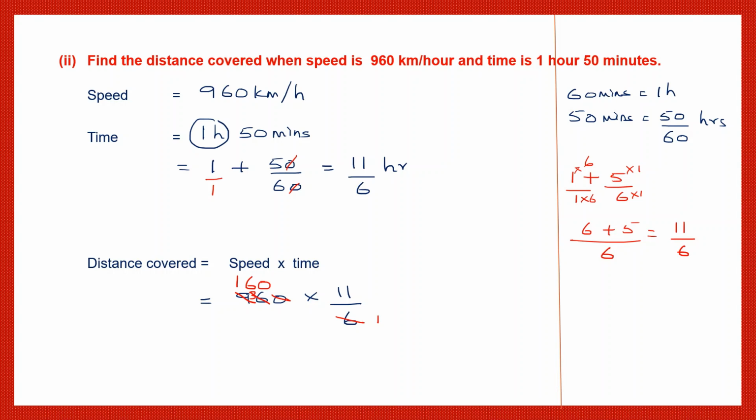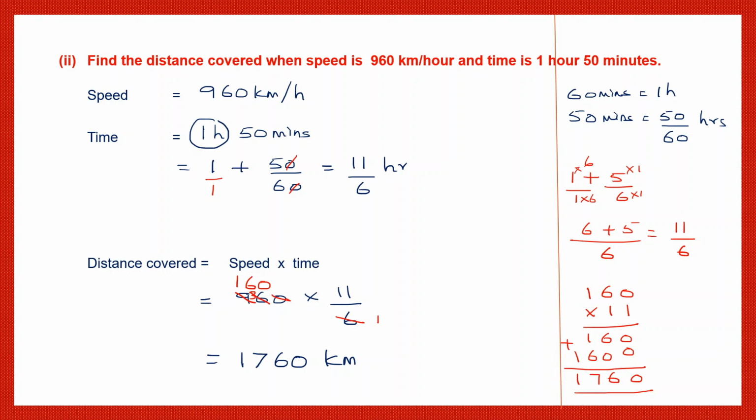So I have 160 into 11, which I will multiply. 160 into 1 will give us the same thing. Again into 1 is 160. Let's add it up. 0, 6, 6 plus 1 is 7, 1. So here we have distance covered is 1760 kilometers. The unit is kilometers. So we've got a final answer: 1760 kilometers is the distance covered.